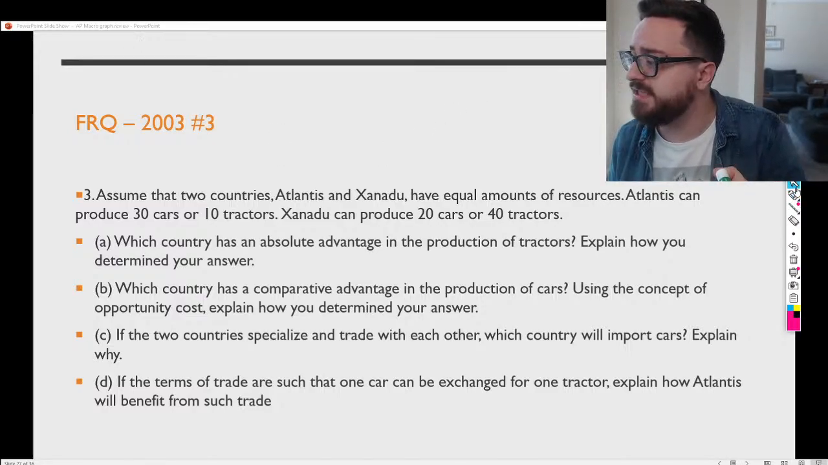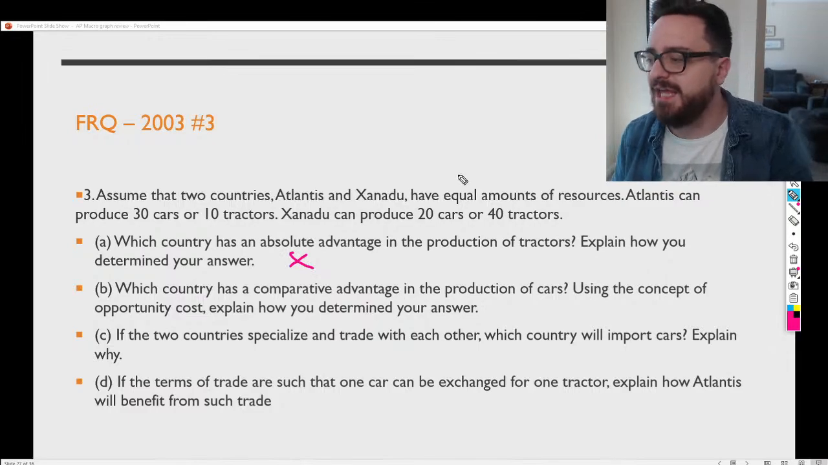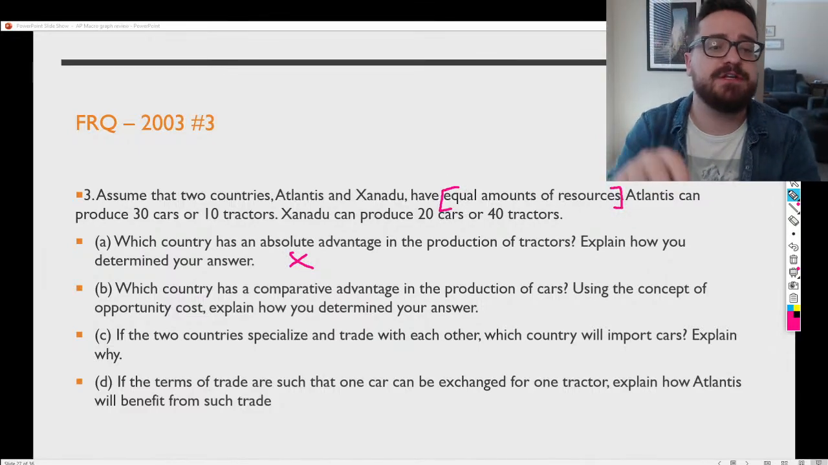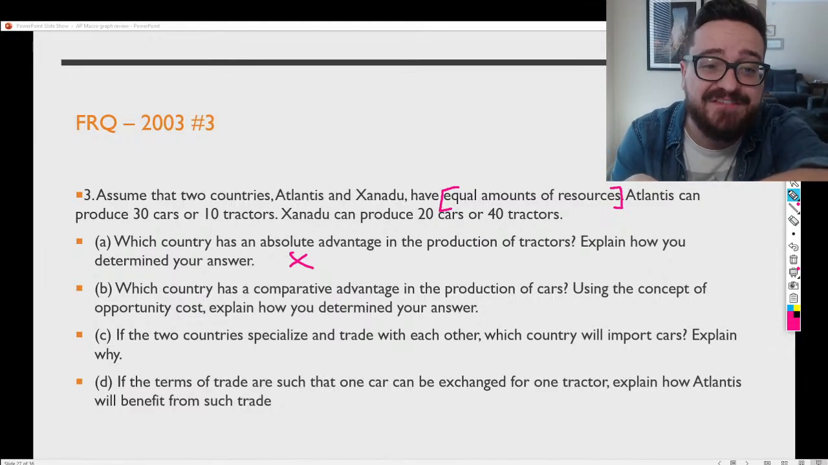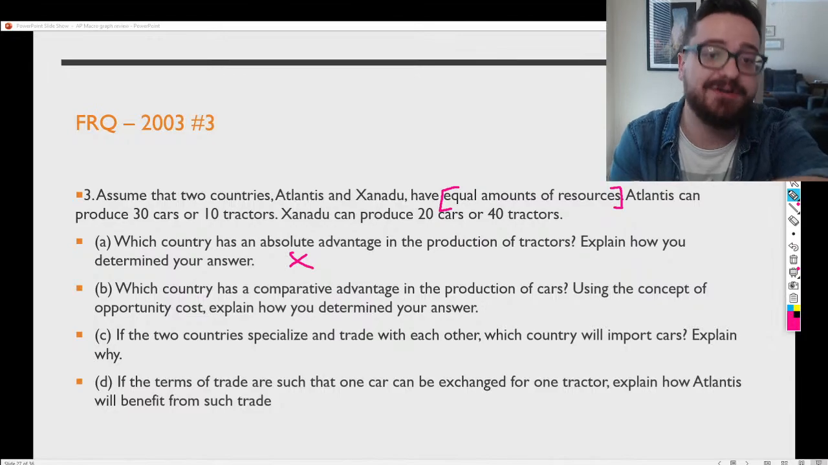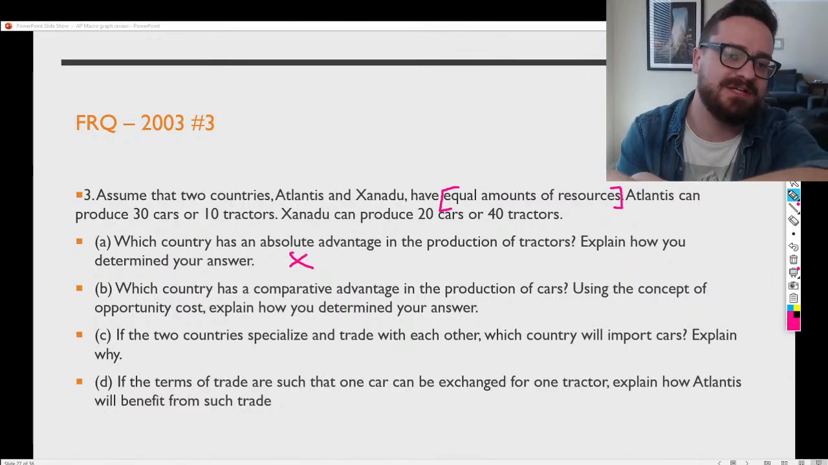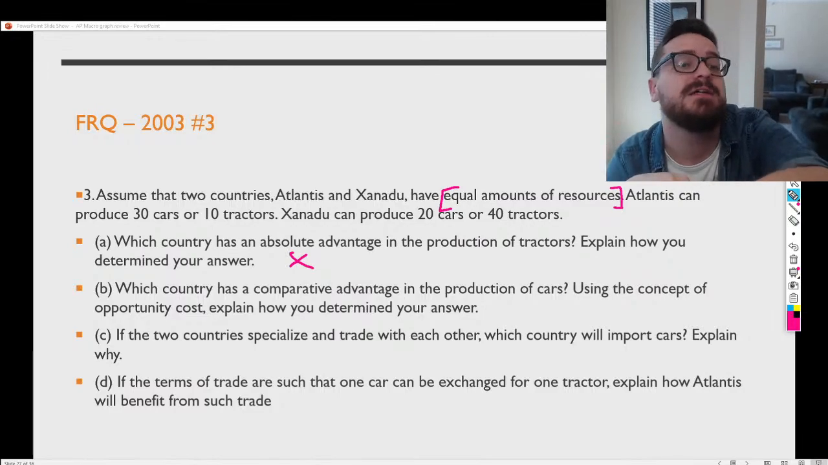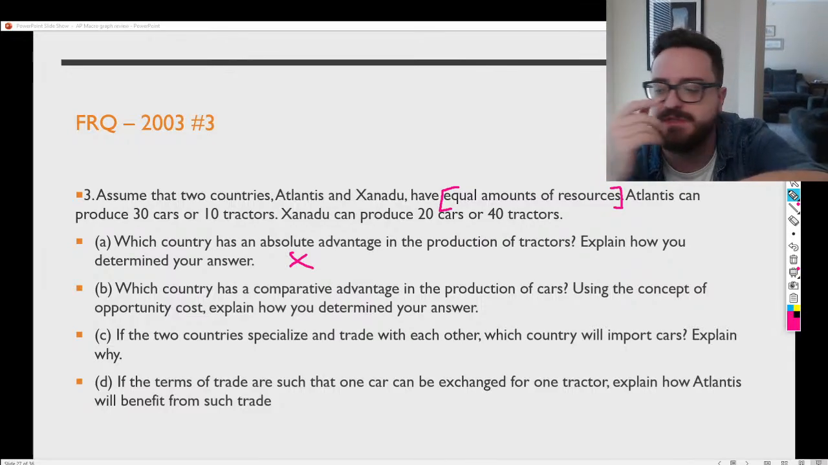My answer is Xanadu because, and here's why your explanation matters, they can produce more given the same amount of resources. Absolute advantage is who can produce the most given the same amount of resources. It tells me they have the same amount of resources. Xanadu can produce more. Done. Easy, easy. Layup question. But you got to explain it. The explanation isn't just that 40 is bigger than 10. It's because they can produce more given the same amount of resources.